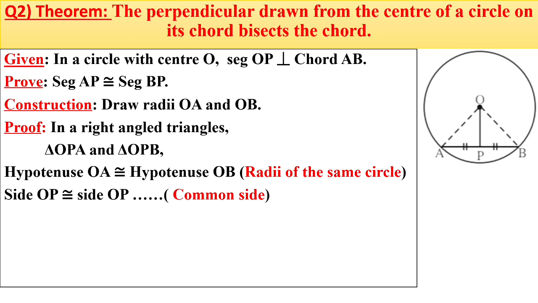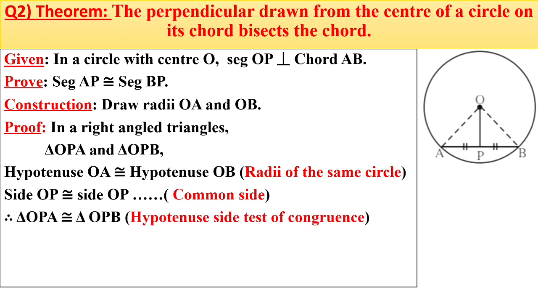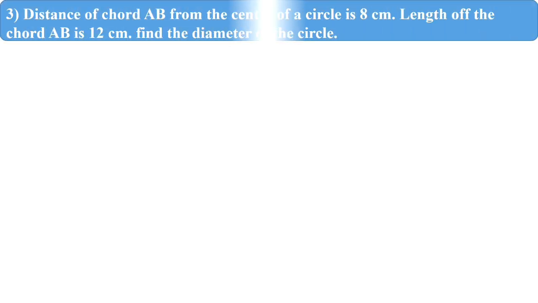Now triangle OPA and triangle OPB are congruent by which test? By the hypotenuse-side test of congruence, which we have learned in chapter number 3. Which side remains now? In the triangles, AP is also congruent to PB by CSCT, corresponding sides of congruent triangles. So here we have proved AP is equal to PB.